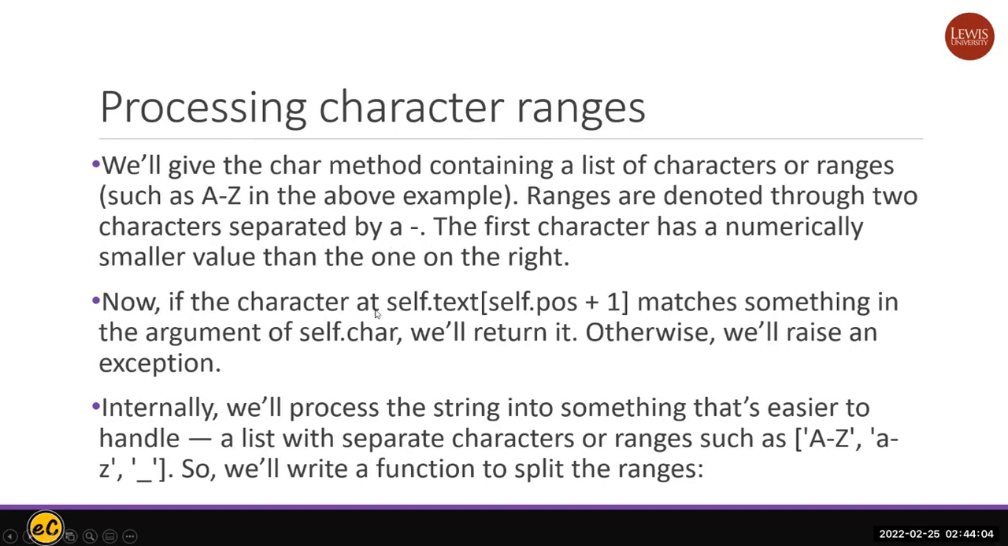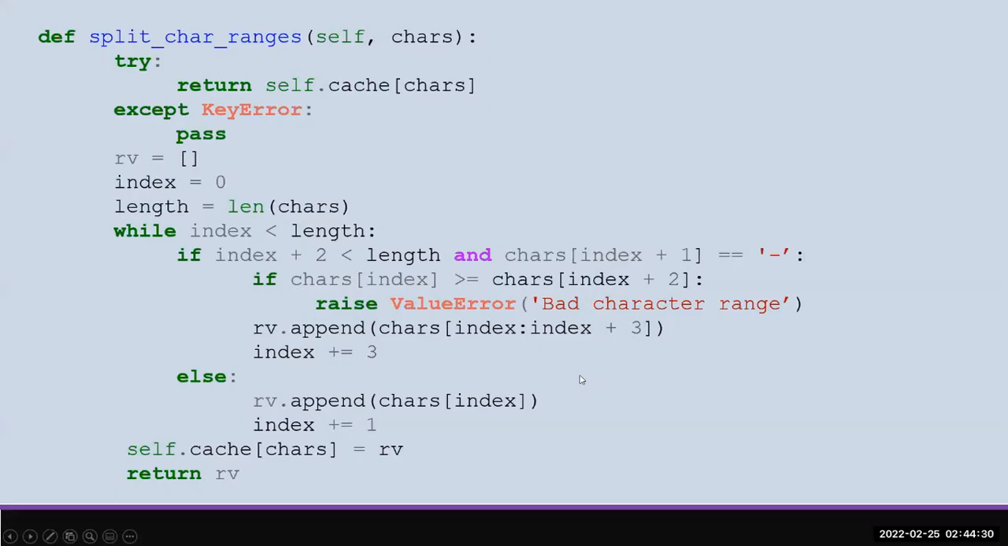Now, if the character at self.text at self.position plus one matches something in the argument of the self.char method, we will return it. So if it is one of the legal characters, we will return it. Otherwise, we'll raise an exception because it is an illegal character. Internally, we'll process the string into something that is easier to handle, so we will pass it to something like split range.